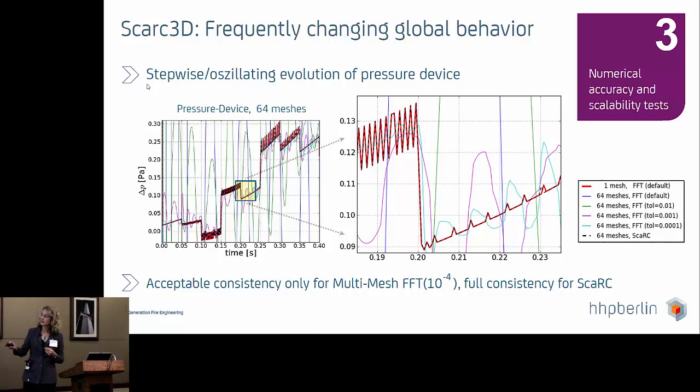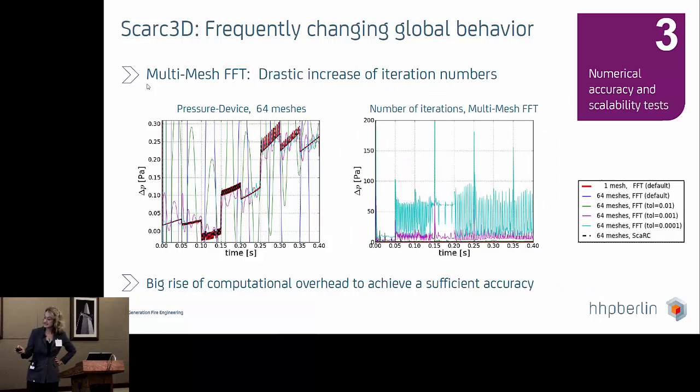The black dashed line here is obtained with ScaRC. So you can see ScaRC is really able to match all those oscillations and this big jump. So please keep in mind that the cyan line corresponding to 10 to the -4 is the best one for the multi-mesh FFT. So you can see here the desired number of pressure iterations, which is required to reach this tolerance.